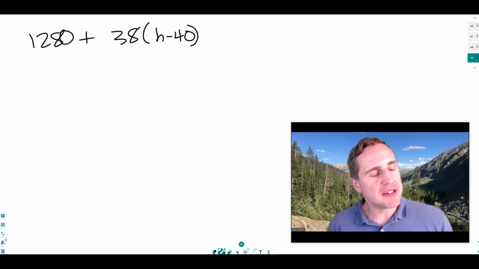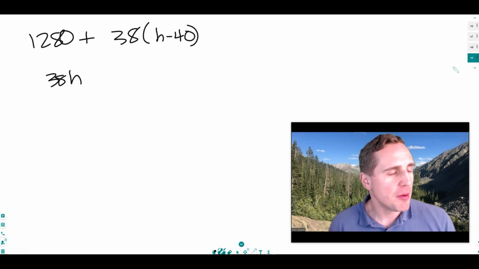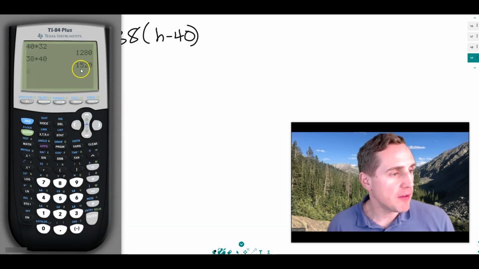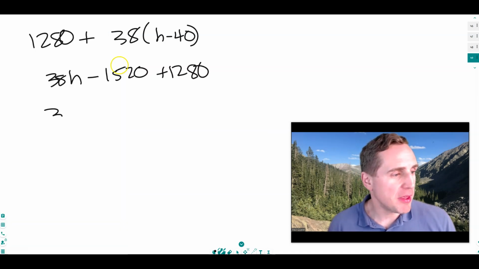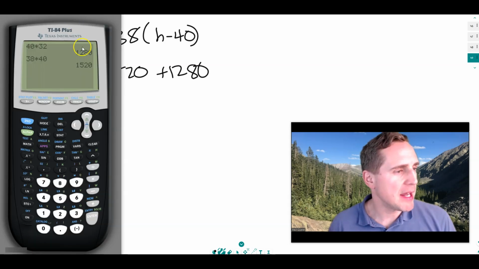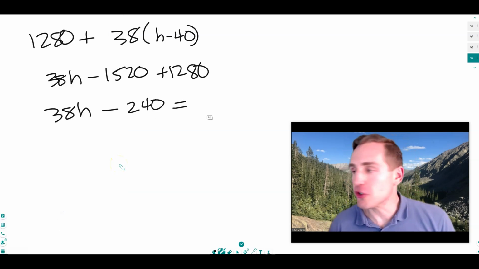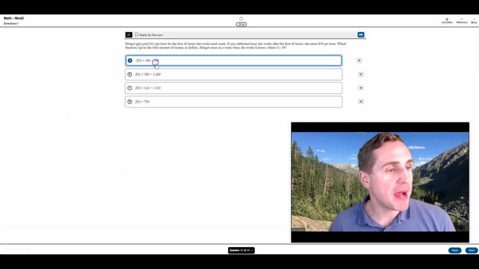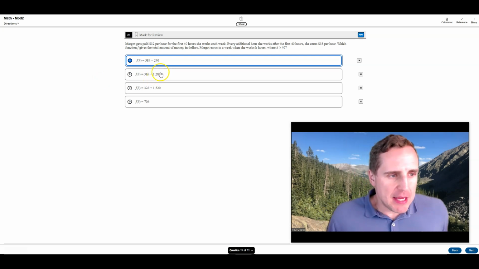or something similar. But in any case, if I distribute the 38, I'm going to have 38h minus 1520 plus 1280. So that's going to be 38h minus, and again, we'll do 1520 minus 1280. So that's 240. So believe it or not, I think this would be our function, f of h, 38h minus 240.